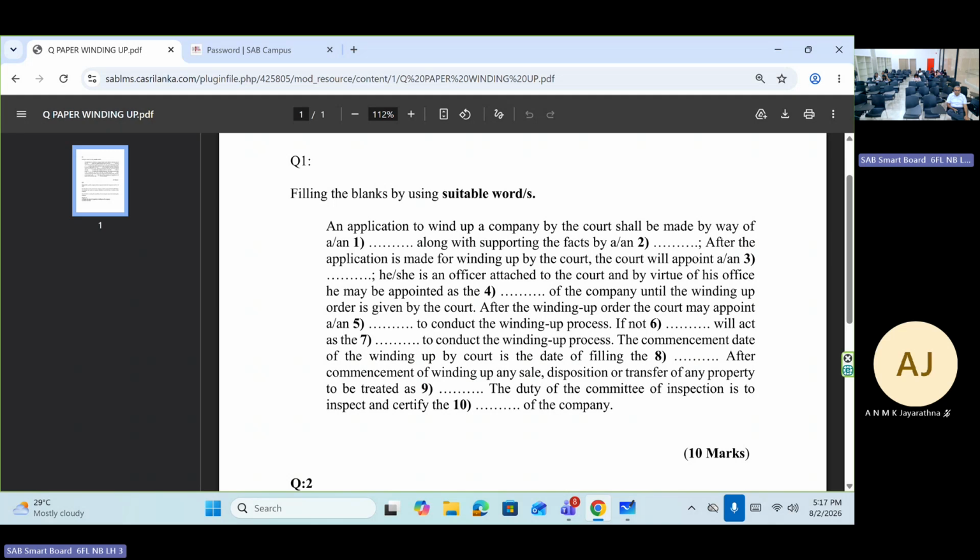Then after the winding up order, the court may appoint, after the winding up order, who is appointed? A liquidator, to conduct the winding up process. That is collecting assets, realizing, settling the creditors and expenses. Winding up process. If not, someone will act to conduct the winding up process.